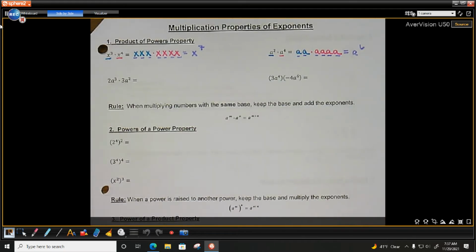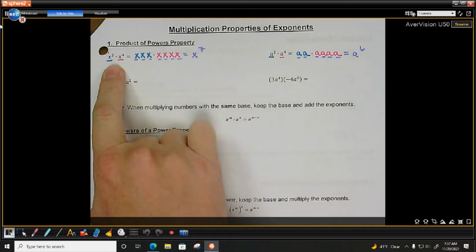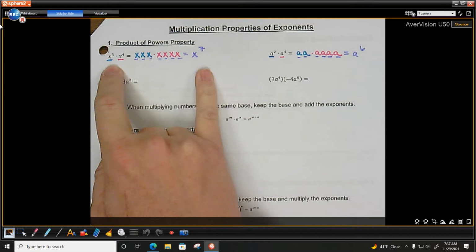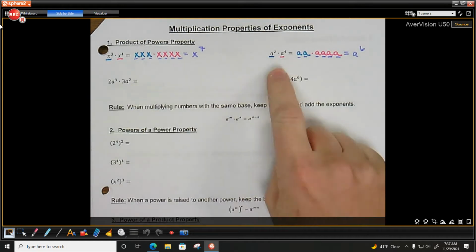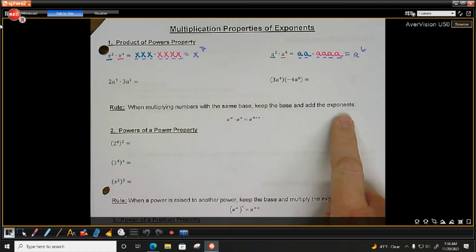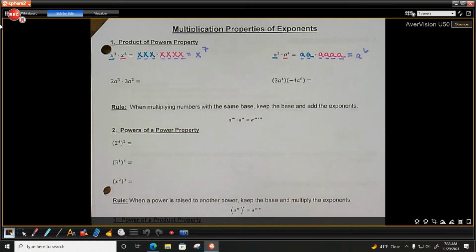Are we noticing something here, guys? What's the pattern we're seeing from my exponents in the original problem to the exponents in the answer? You add them together. 3 plus 4 is 7. 2 plus 4 is 6. So that's what the rule is. You keep the base and you add the exponents.